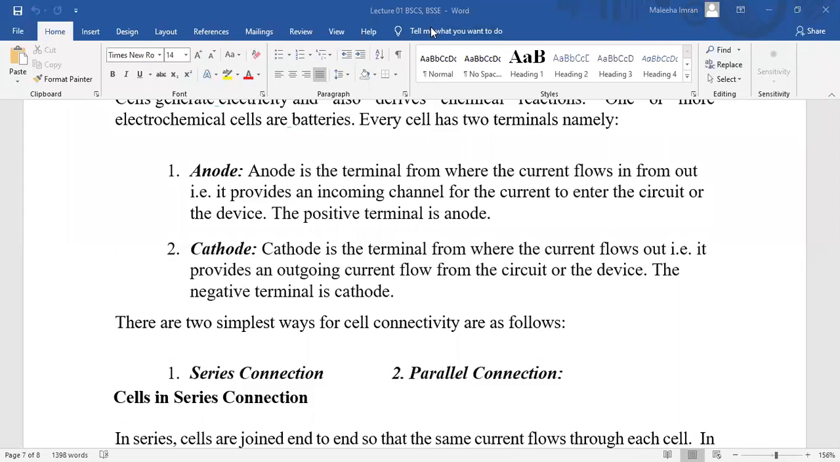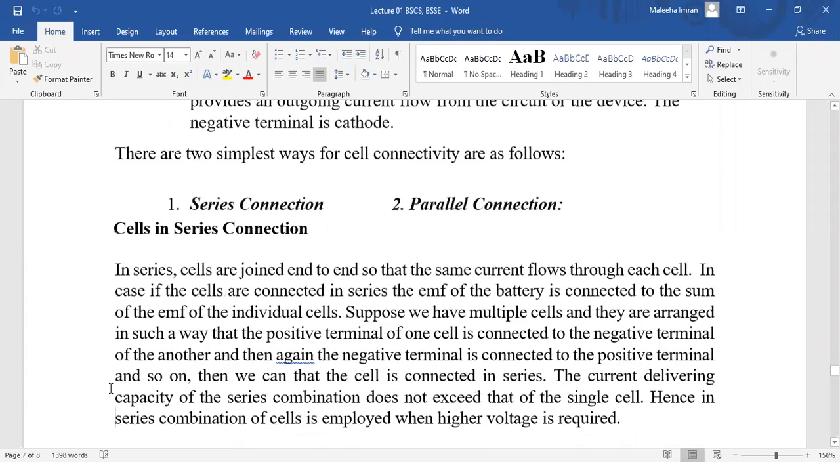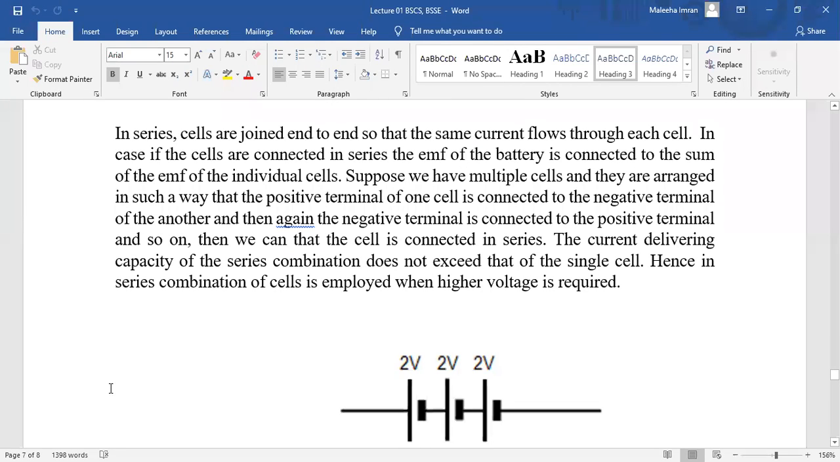We have the series connection or the parallel connections. In the series connection, we can say that one end of the cell is joined with the other end like this. It means the negative terminal of the battery or the cell is connected with the positive terminal, and again the negative is connected with the positive. So this is the series arrangement.